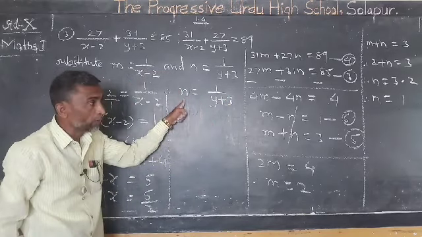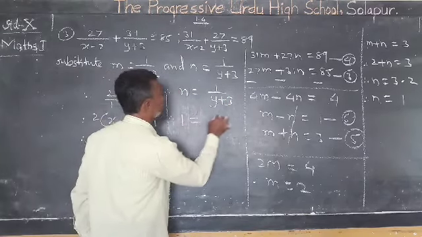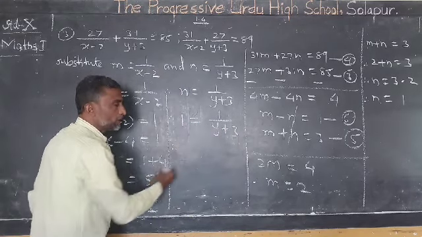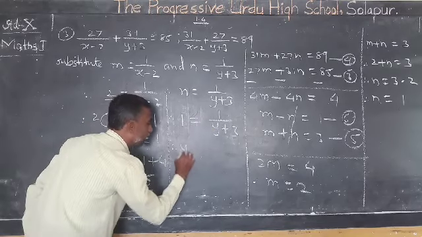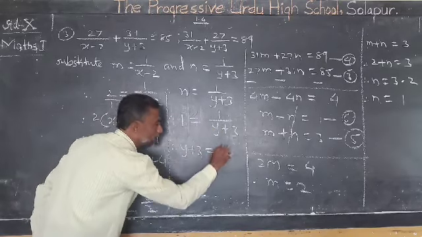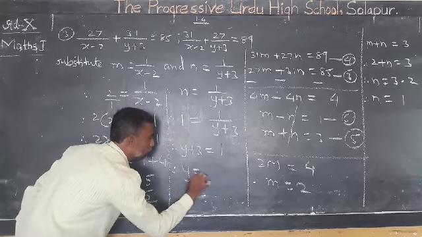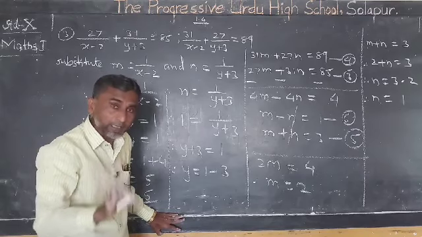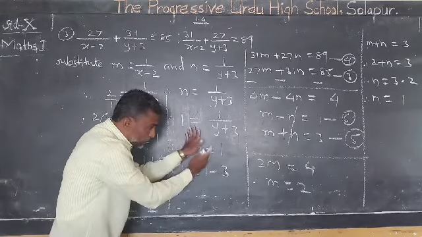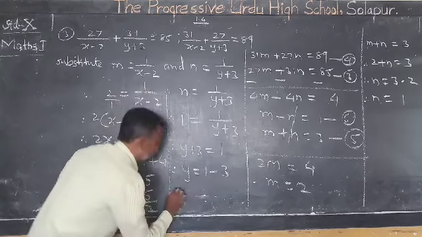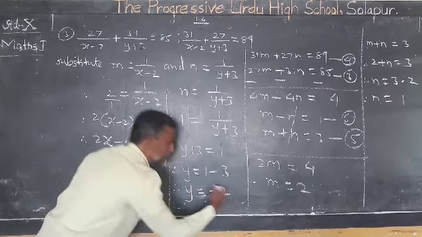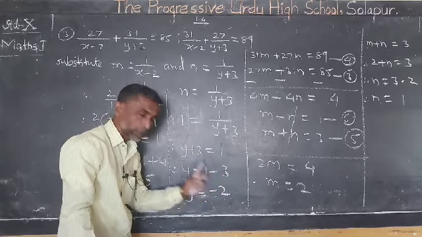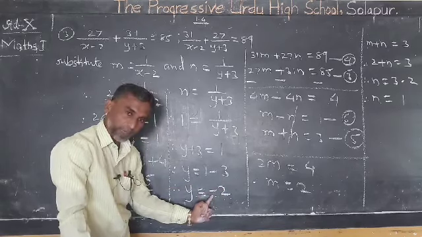Now, resubstitute the value of n here. 1 is equal to 1 upon y plus 3. Therefore, cross multiplication, y plus 3 into 1, y plus 3 is equal to 1 ones are 1. Therefore, y is equal to, take it to the right hand side, or subtracting 3 from both sides. Subtracting 3 from both sides, it will become 0. Therefore, y is equal to minus 2. As signs are different, do the subtraction. 3 minus 1, 2. Sign of greater number is minus.